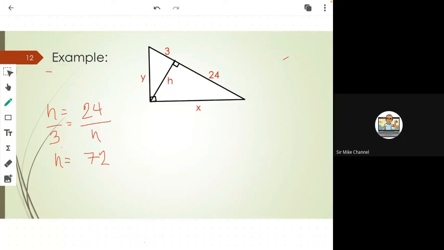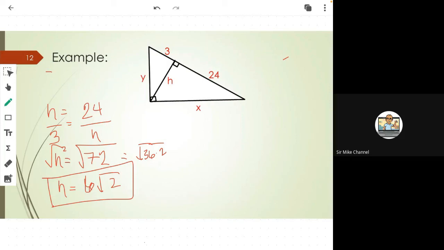Okay. So, our answer here is 6 square root of 2. How did it become 6? Because the factor of 72 is 36 times 2. The square root of 36 is 6, and the square root of 2. Okay, correct. Okay, next example.